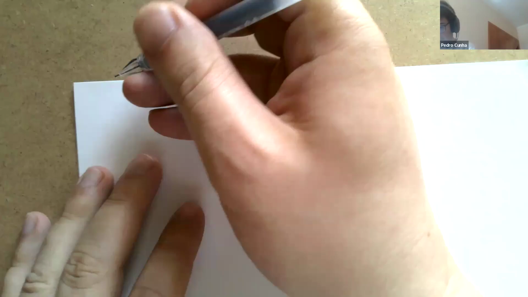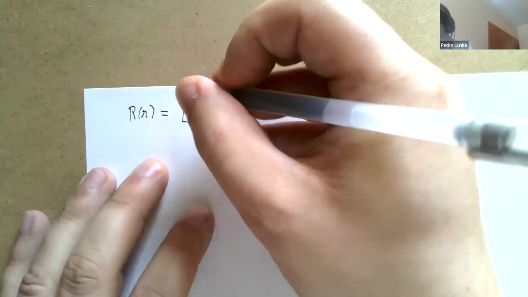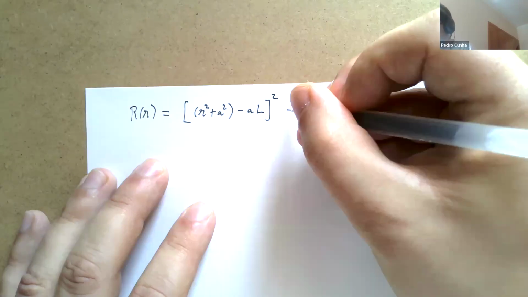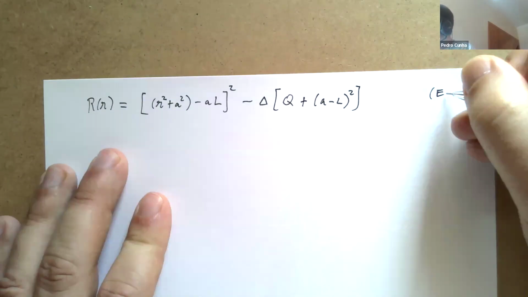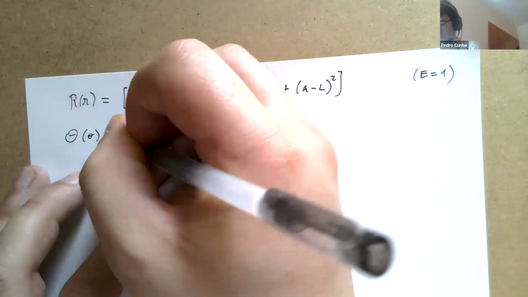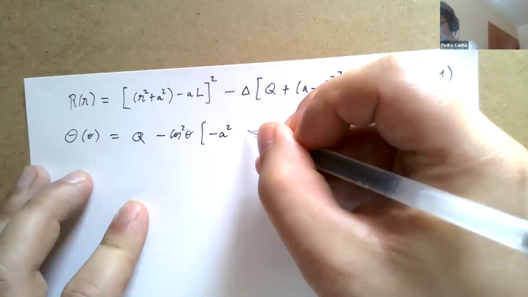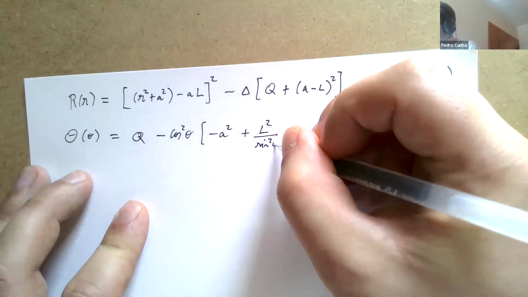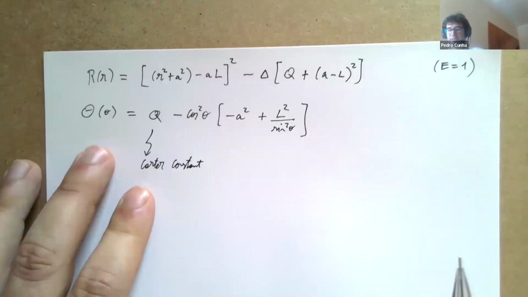So let me just write down now this capital R and capital Theta. Capital R will be equal to (r squared plus a squared minus a L) squared minus Delta times the Carter constant, plus (a minus L) squared. Here I'm taking the energy normalized to 1 with no loss of generality. Also, capital Theta will be the Carter constant again, minus cosine squared theta times (minus a squared plus L squared over sine squared theta), where this is the Carter constant, which is important to have this kind of framework.